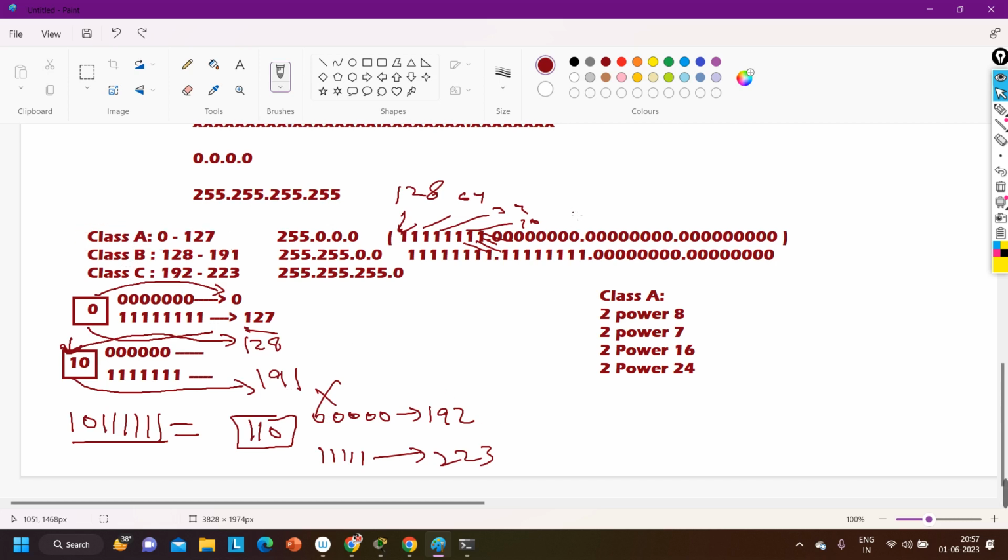If I write one IP address over here, 10.10.10.10, which class does this IP address belong to? Class A. Because to identify the class, we are not going to check all the values. I am just going to check the value present in the first octet only. If the value in the first octet is in the range 0 to 127, that means this IP address belongs to class A.